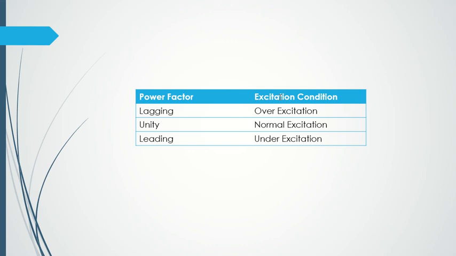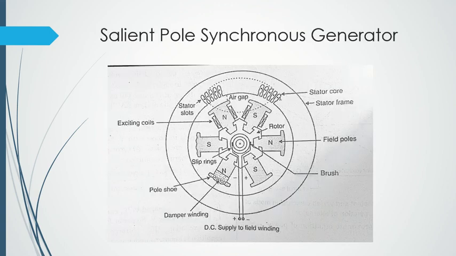It is the salient pole synchronous generator that we are going to discuss now. Firstly, any rotating field type machine has two types. If you are unaware of that, the first one is called salient pole machines, and the other one is called non-salient pole machines. Today we are going to discuss the salient pole machines, in particular the salient pole synchronous generator.